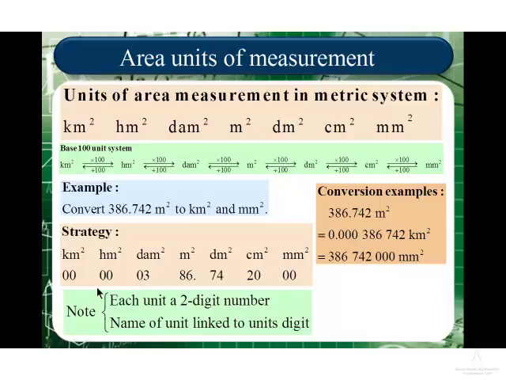In this case the number of square millimeters will be 386,742,000 square millimeters if we convert from square kilometers to square millimeters. Normally from kilometers to millimeters, the one-dimensional case of length measurement, there will be 1 million, so a 10 to the power 6 factor, but now we square that, so we have a 10 to the power 12 factor, which means that the decimal point will shift 12 positions to the right compared to what it was when we started in this position.